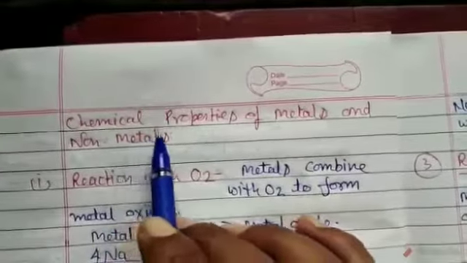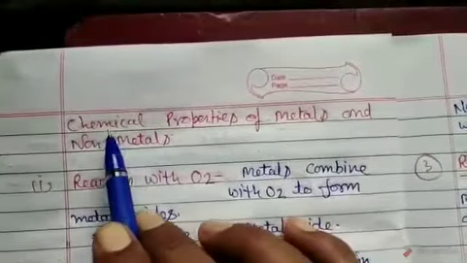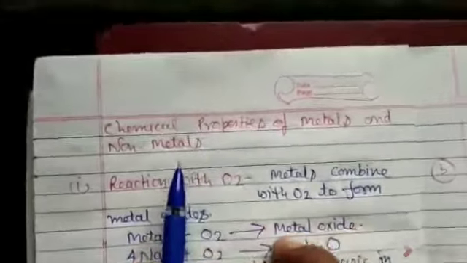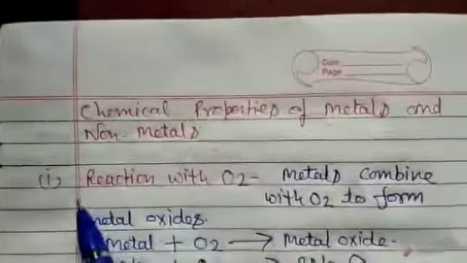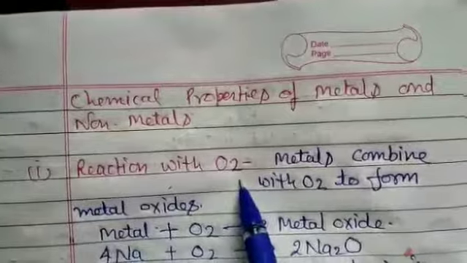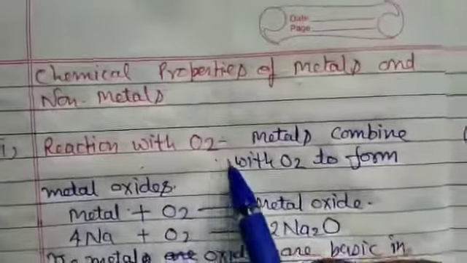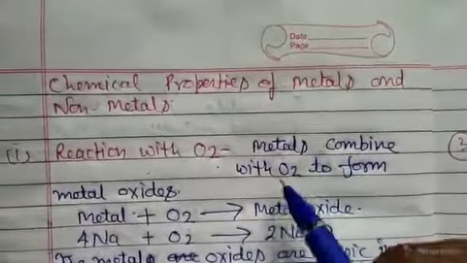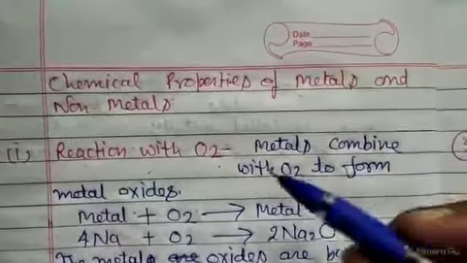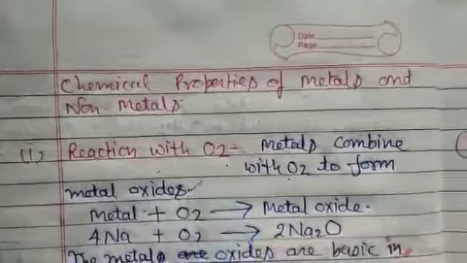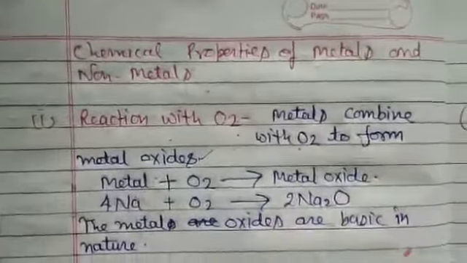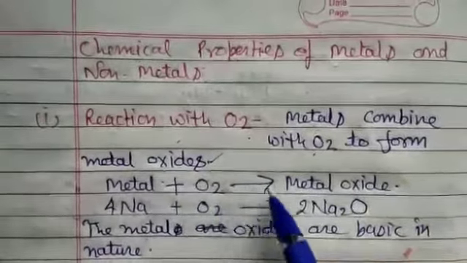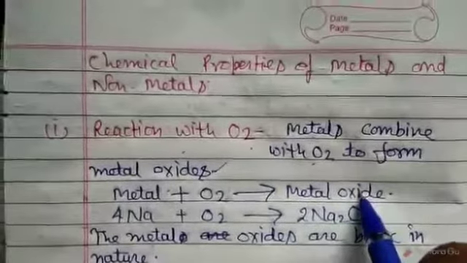So today I'll discuss with you the chemical properties of metals and non-metals. First of all, what happens when metals react with oxygen? When metals combine with oxygen, they form metal oxides. What will form? Metal oxide will form, beta. The reaction here is metal plus oxygen gives metal oxide.